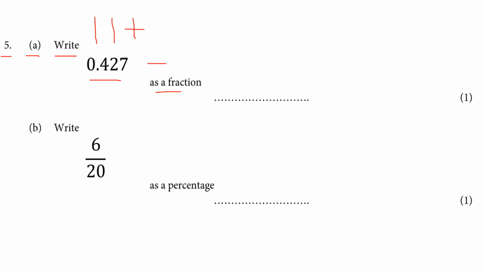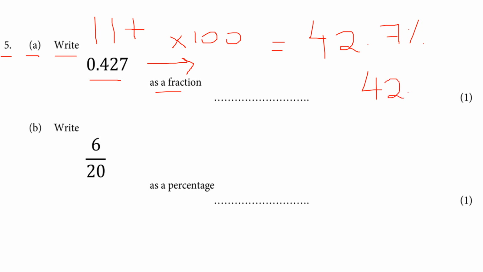Now, the best way here to show you this, guys, I'm going to multiply it by 100, so change it into a percentage first. Times it by 100, so that will give you 42.7%. We all know that percent means out of 100, so that'll be 42.7 hundredths.